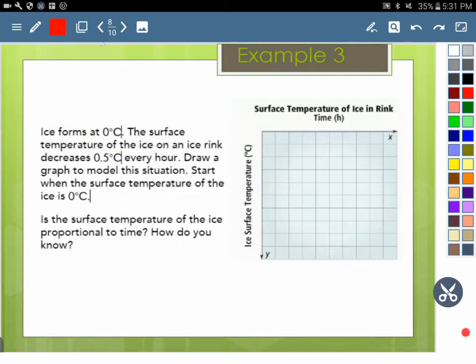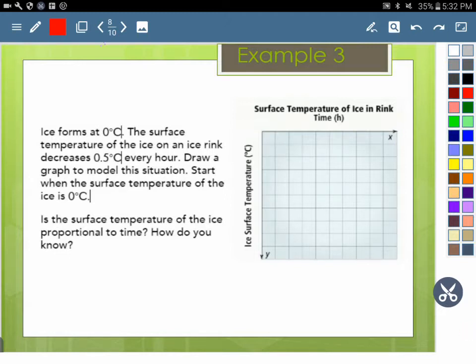All right, so I've got one last example here for you guys to look at. It says ice forms at 0 degrees Celsius. The surface temperature of the ice on an ice rink decreases 0.5 degrees Celsius every hour. Draw a graph to model this situation. Start when the surface temperature of the ice is 0 degrees Celsius. Is the surface temperature of the ice proportional to time?